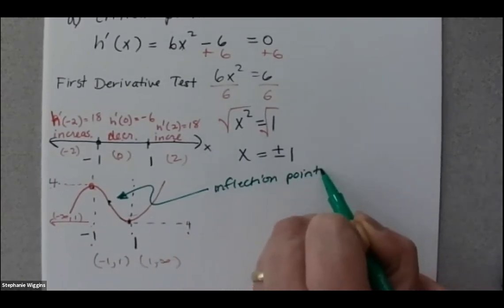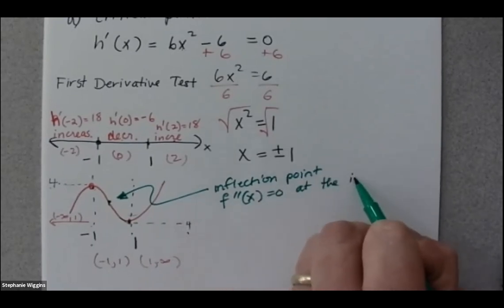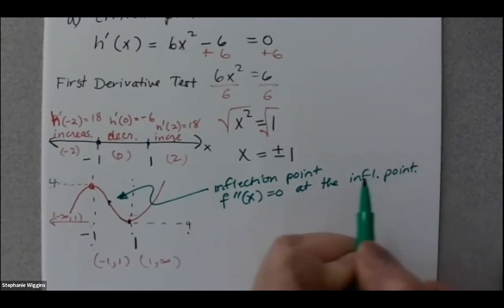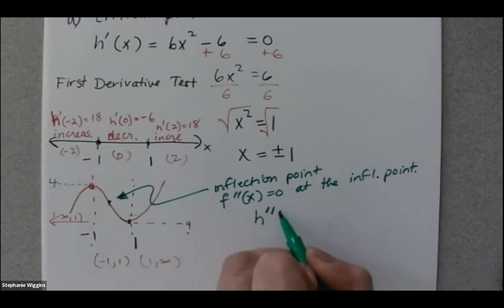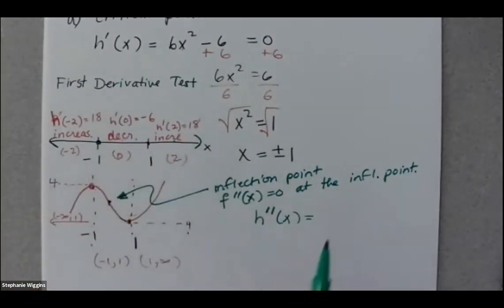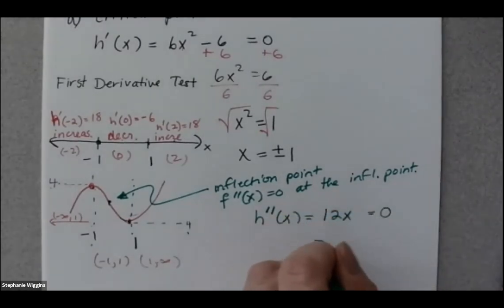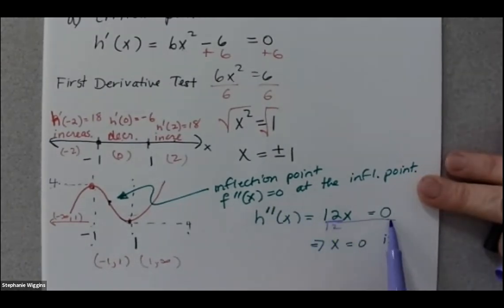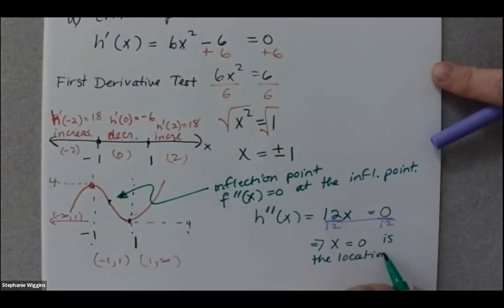And the inflection point occurs when the second derivative is equal to 0. So if you want to find the inflection point, you just take the second derivative and set it equal to 0. So h double prime of x, here's h prime of x, that's the first derivative. Now, if we take the derivative of this, 6x squared minus 6, we get 12x. This is the second derivative. And if we set it equal to 0, then x equals 0, because you're going to divide both sides by 12. To solve this equation, you divide by 12 on both sides, and you get x equals 0. That is the location of a possible inflection point. Although you have to be careful, it's only a possible location.